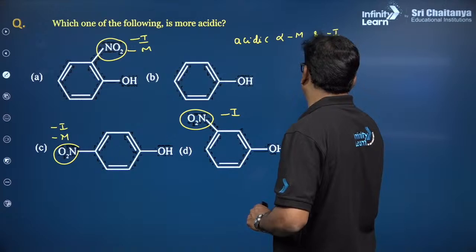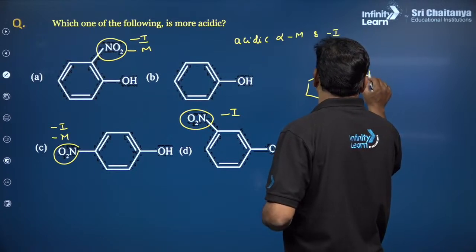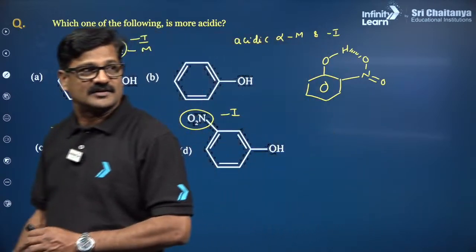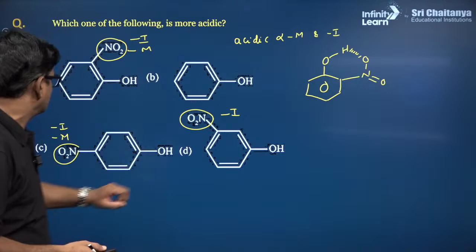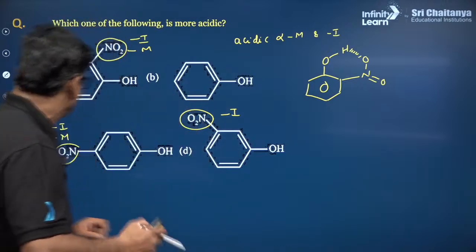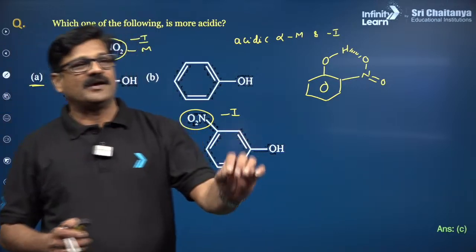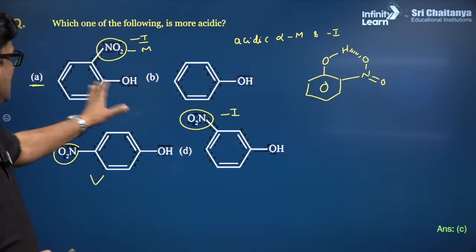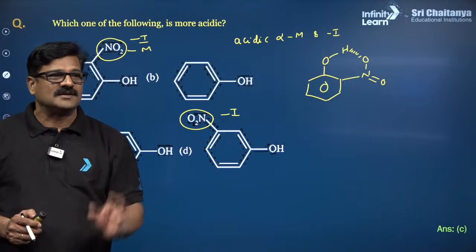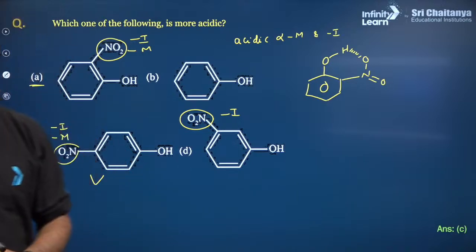Why? Because in orthonitrophenol, the nitro group is here, and you are going to have intramolecular hydrogen bonding. Due to intramolecular hydrogen bonding, orthonitrophenol is less acidic. So my answer is para-nitrophenol is more acidic. The answer for this question is para-nitrophenol. So in one question, this much concept has been discussed. That's the reason why I strongly recommend my dear students, write notes when I am discussing something, and it is going to be very helpful for you.